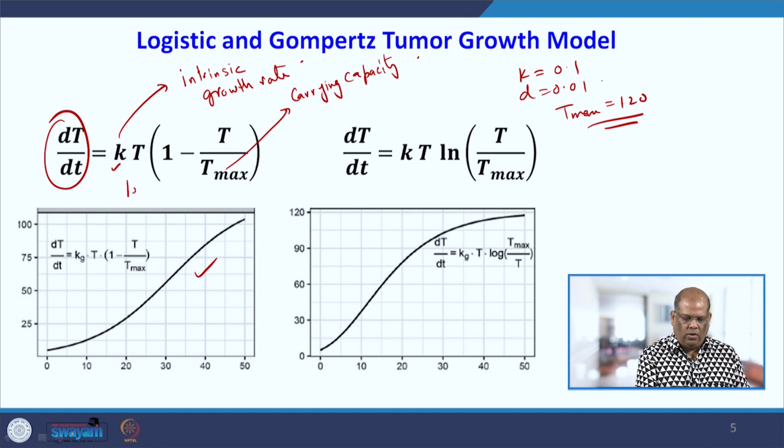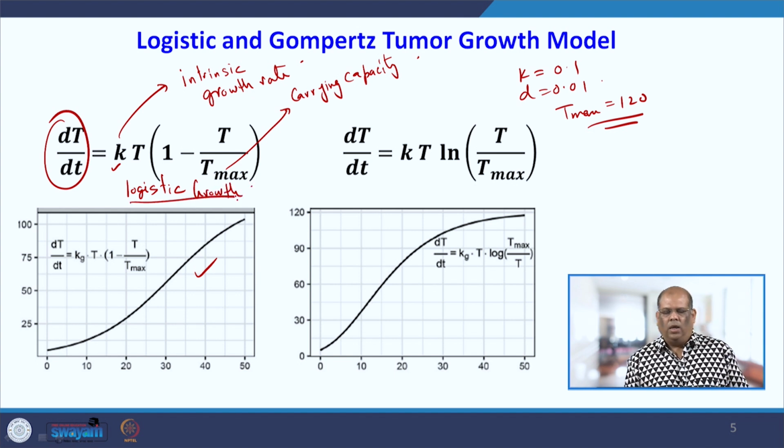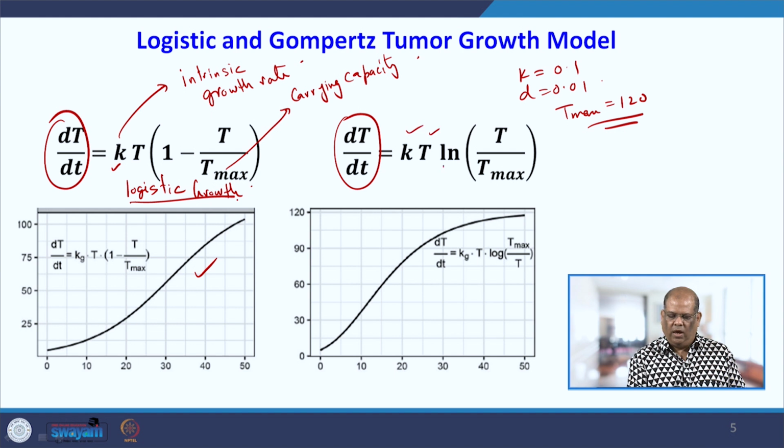So, this is your logistic growth. In the Gompertzian growth, you have the equation of the form: the rate of change of tumor is equal to k times T into log of T max by T. In this, k is again the intrinsic growth rate and T max is the carrying capacity, which we have explained before. With the same numerical values, you will be able to plot a graph like this.